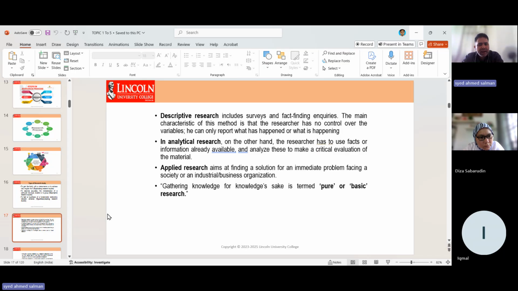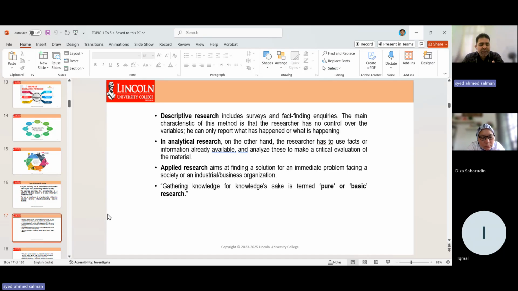The fourth is applied research, which aims at finding a solution for an immediate problem facing a society or an industrial business organization. Applied research is nothing but providing the solution. I used to give one example, particularly from the COVID time, right? COVID-19 was the problem, and the vaccine was the solution. Most of the scientists, most of the doctors, they provided the solution through vaccine.